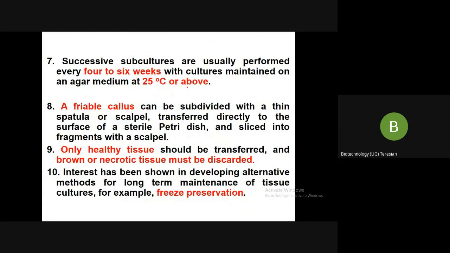So when are you going to perform your subculturing? That is your next question. I have grown my callus. Now when should I do the subculturing? Grow it in a fresh media.